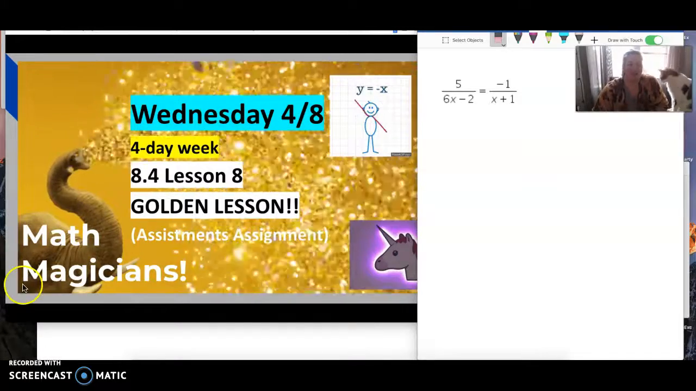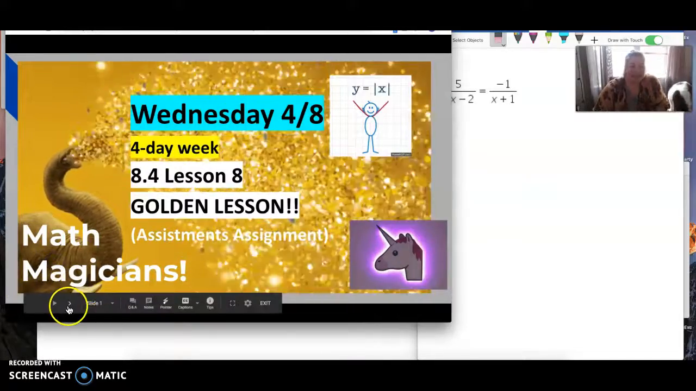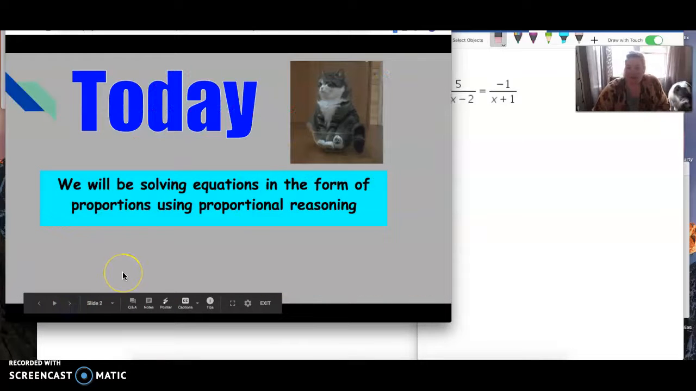So today, it's Wednesday. It's the 8th, and we're doing lesson 8. It's on assessment, so make sure you're in the right place at the right time.